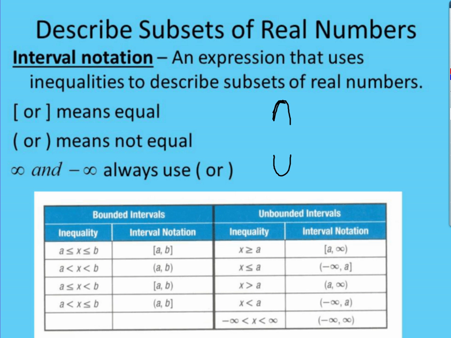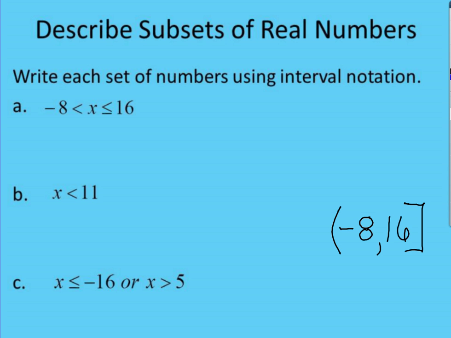The first symbol means and. I can turn that into a capital A if I needed to remind myself that it is and. And the second one stands for or when we're dealing with sets.